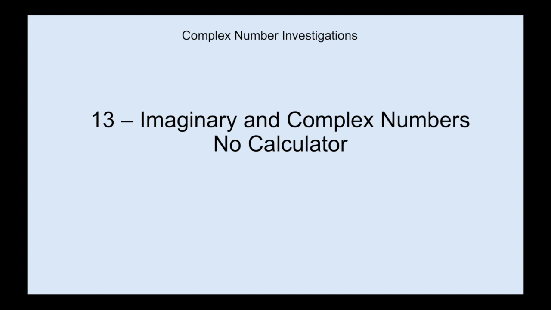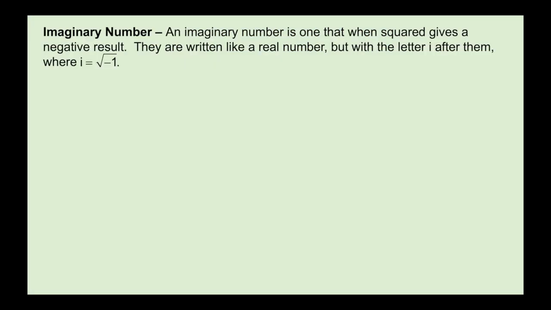In section 13, we look at imaginary and complex numbers. The use of the calculator is not allowed in this section. Starting out with the definition of an imaginary number is one that when squared gives a negative result.